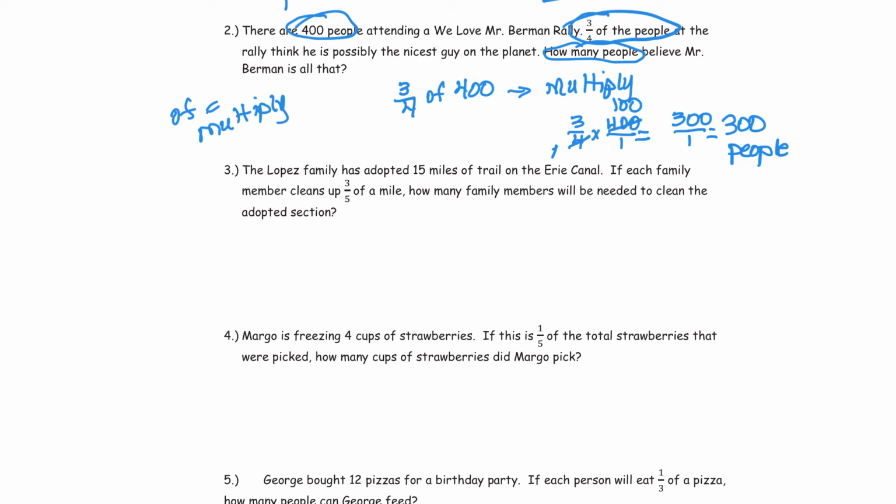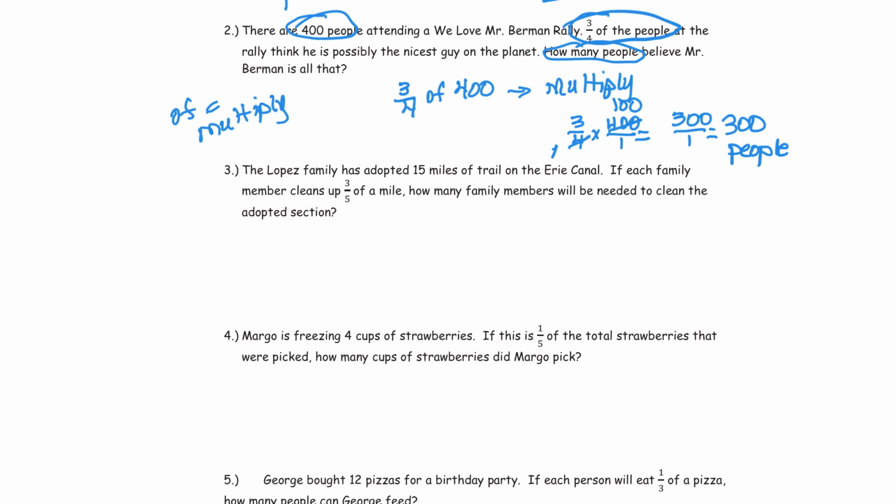The Lopez family has adopted 15 miles of the trail on the Erie Canal. If each family member cleans up 3/5 of a mile, how many family members will be needed to clean the adopted section? Well, if you think about this, we have to think, what's happening here? So are we going to multiply or are we going to divide? Am I breaking this problem up or am I making things like a lot bigger?